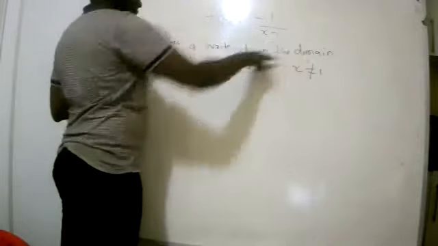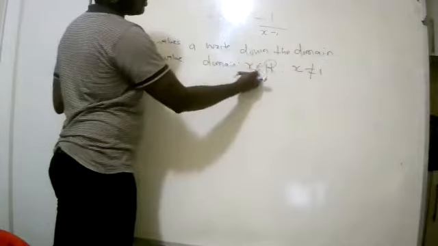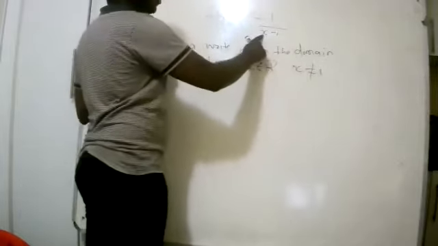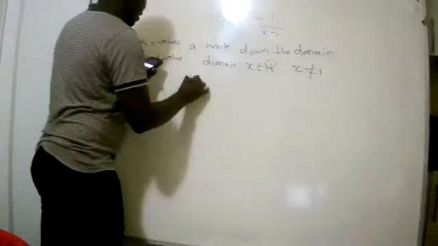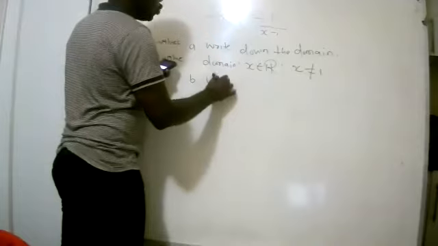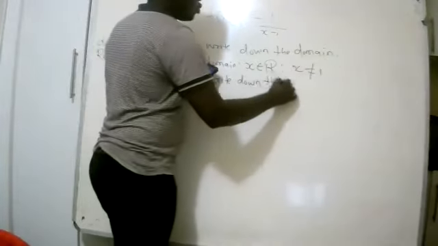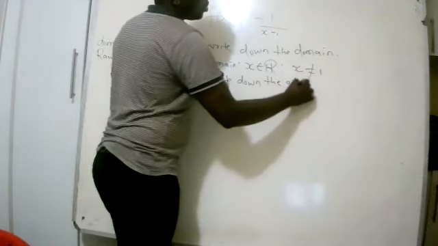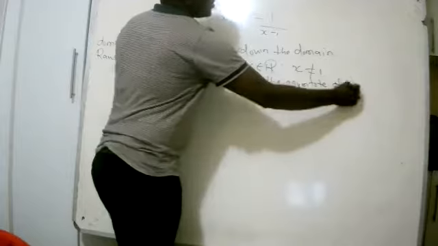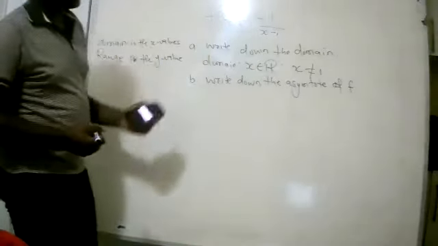Question number 1 was about a domain, where you write x is an element of real numbers, but x must not be equal to 1, because if it is equal to 1, it's going to be undefined. And on the second question, we are to write down the asymptote of f. So how do we find the asymptote of this function that we have here? We have discussed asymptotes.